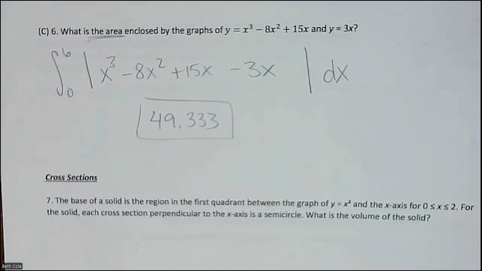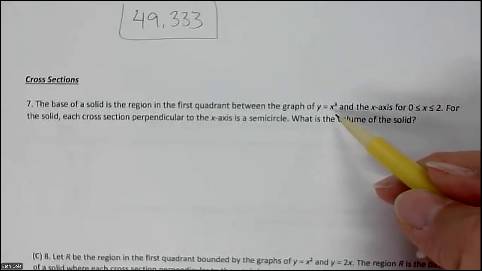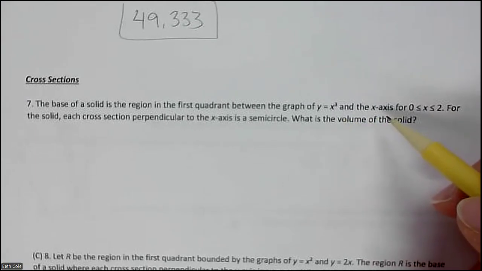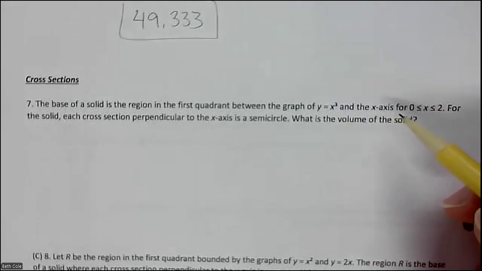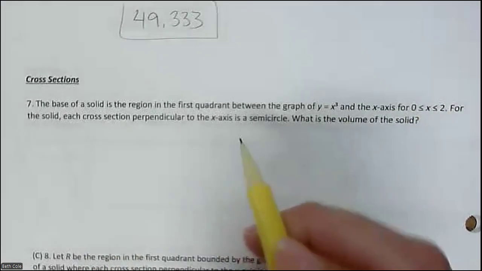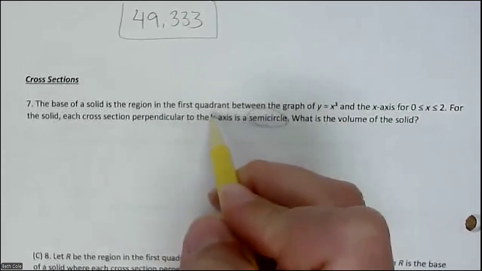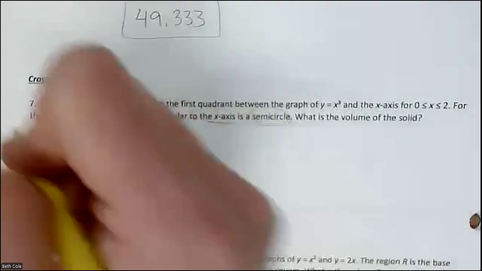Now we're going on to our cross sections. Base of a solid is the region in the first quadrant bounded by x cubed and the x-axis. Can you envision that? Your wiggly graph? Okay. From 0 to 2. Each cross section is a semicircle perpendicular to the x-axis. So we know it's going to be dx. Go ahead and draw yourself a semicircle.